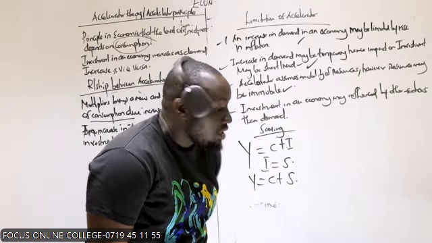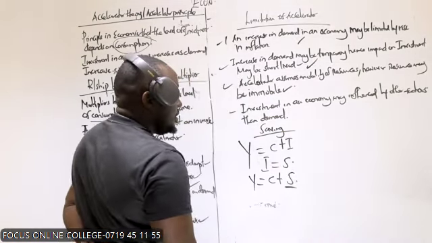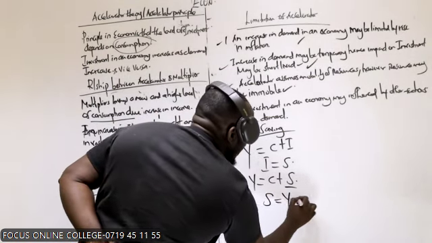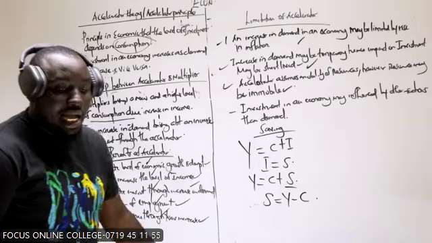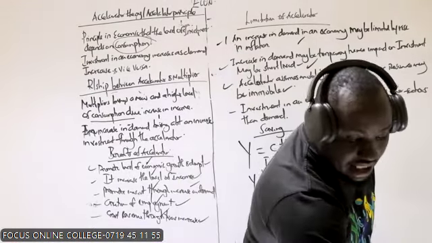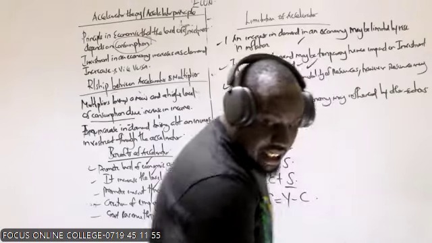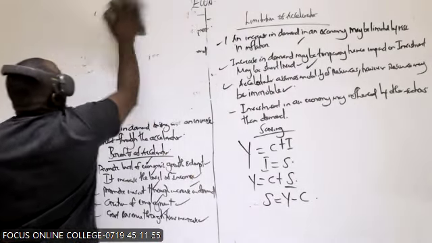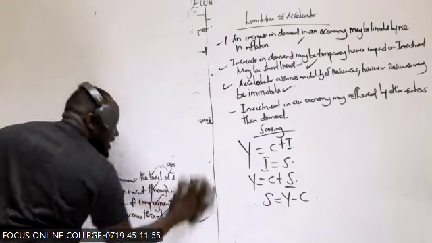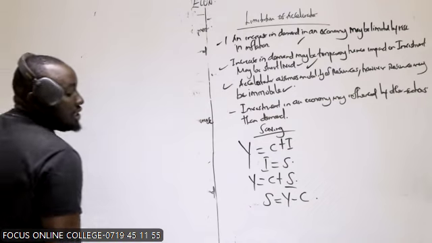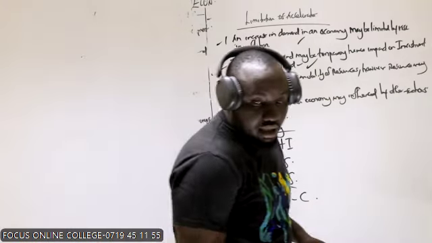Tuko pamoja. How do I get the saving function, which is S? S should now be equal to Y minus consumption. Bonyeza yes kama tuko sawa. Then I just pick one question, then I leave you.